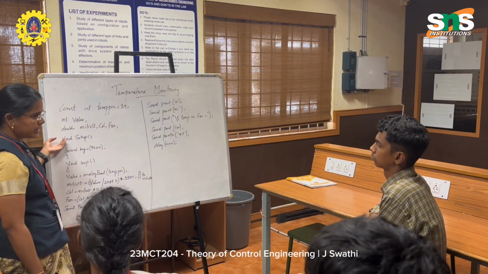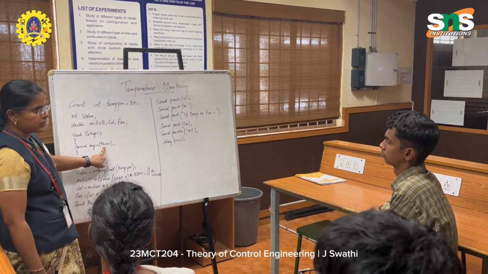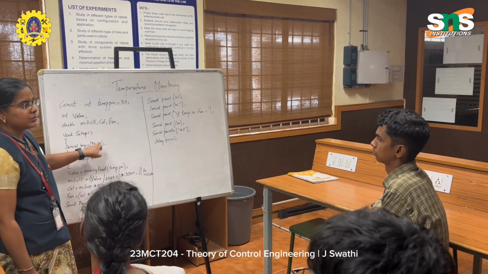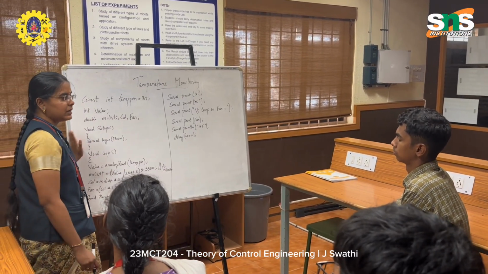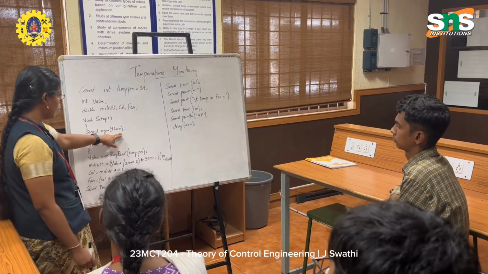Next I am going to write the program. Here I am going to start with Serial.begin with the baud rate of 9600. As you know, the baud rate is nothing but the rate of transmission of data, the speed of transmission of data.